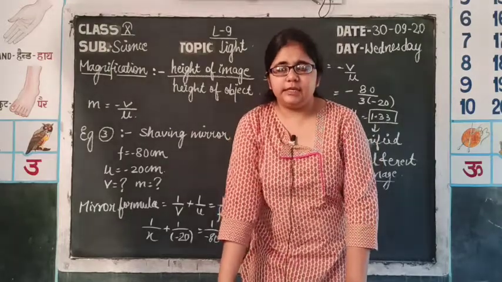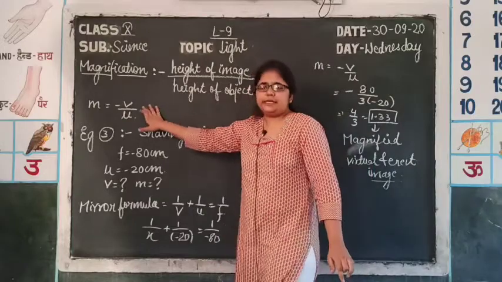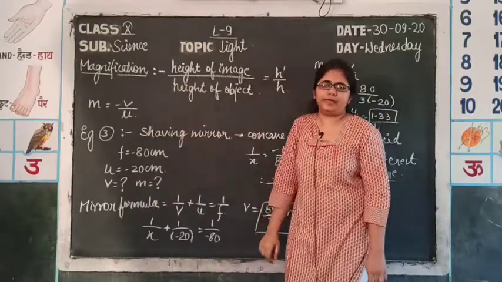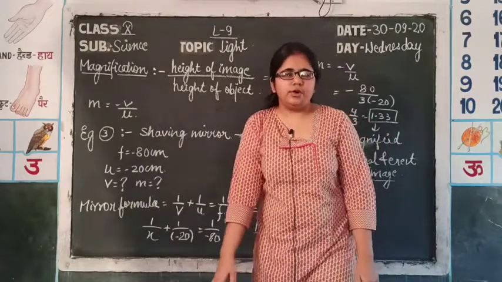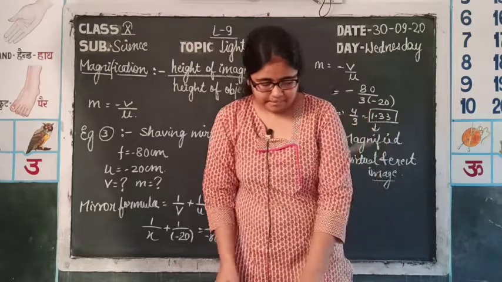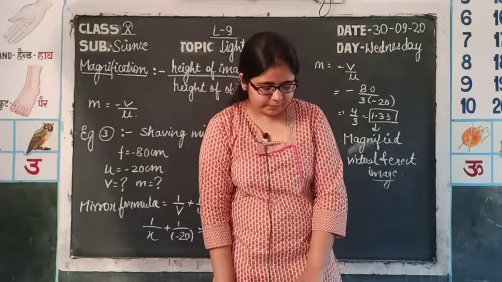One more thing is that if the distance of image, that is v, is greater than u, then magnification will be greater than 1 and the image will be magnified. This distance of image from the mirror is known as v. Now, we will take some numerical examples from your book.